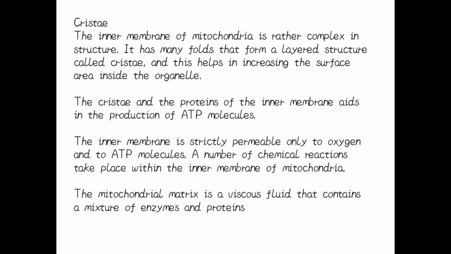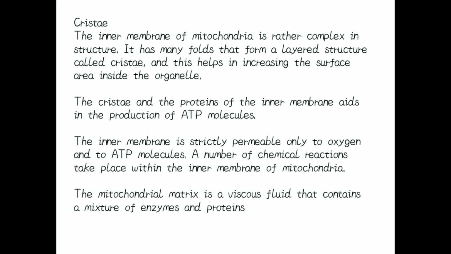Now let's discuss the cristae. The inner membrane of mitochondria shows a complex structure. It shows many folding-like, layered structures, called cristae. This helps in increasing the surface area inside these cell organelles. The cristae and the proteins of the inner membrane are useful for the production of ATP molecules. The inner membrane is strictly permeable only to oxygen and ATP. A number of chemical reactions take place within the inner membrane of mitochondria.